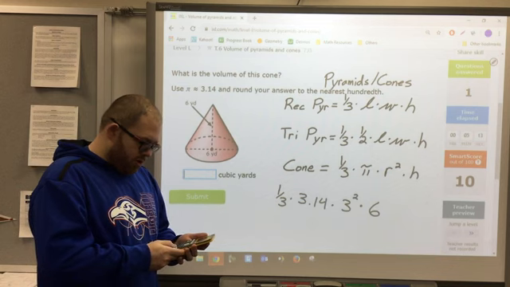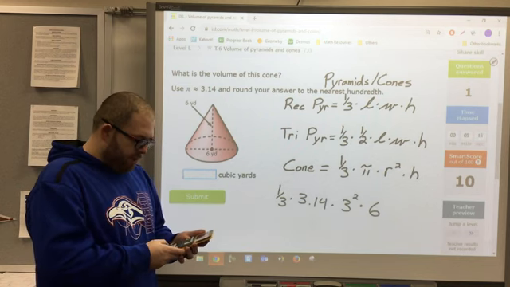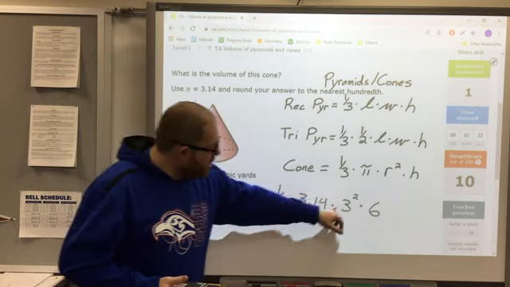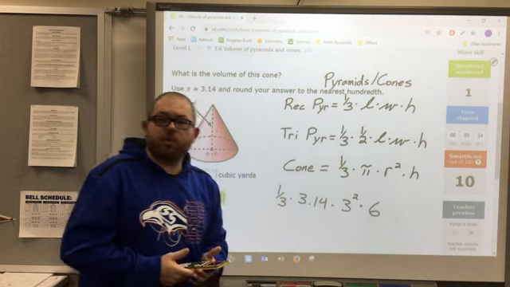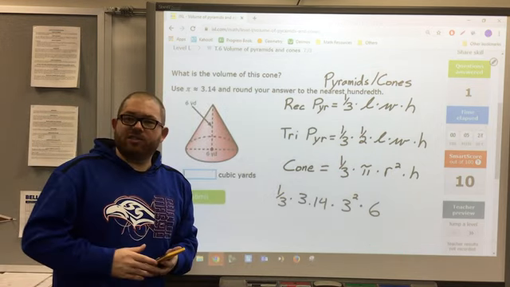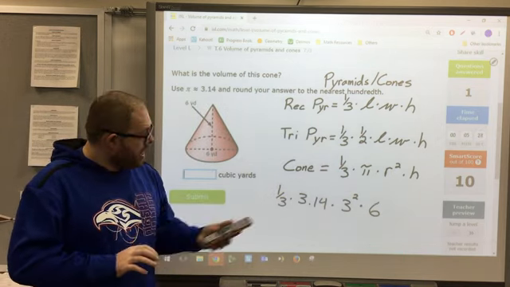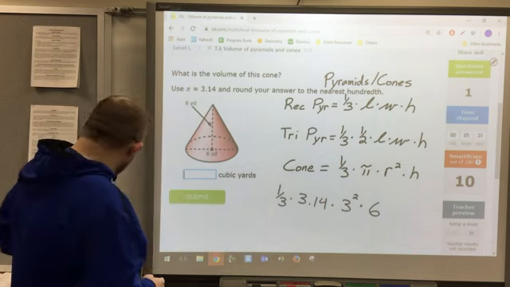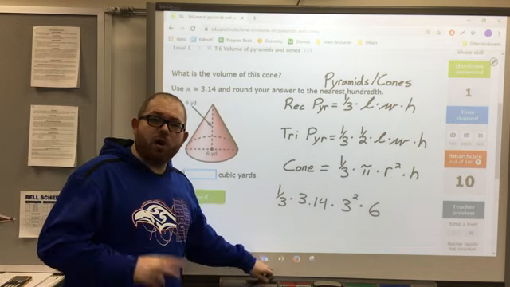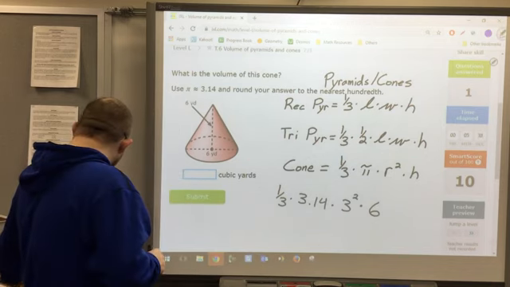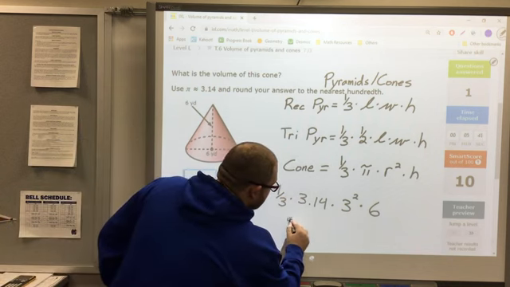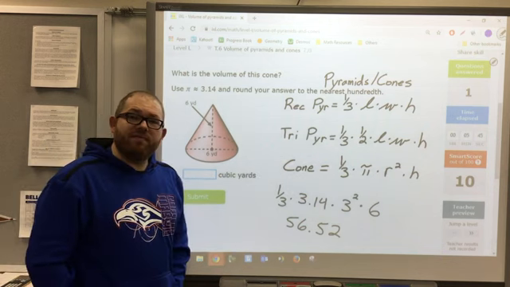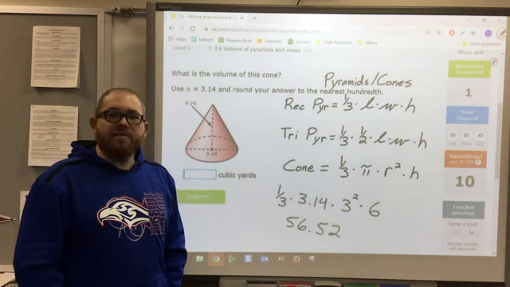So 1/3 times 3.14 times 3 squared. Now if I want to avoid putting in squared, I can do 3 squared before I type it in, which is 9. And then multiply by 6. Now, fortunately, our answer is going to have only 2 decimals on it. I got an answer of 56.52. If I would have gotten less than 2 decimals, that's fine.